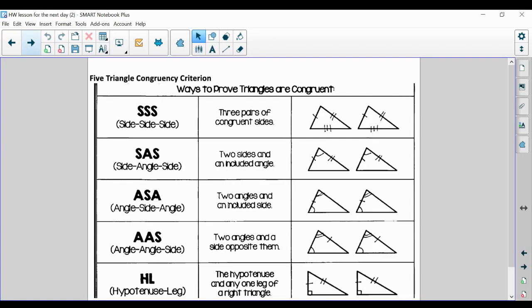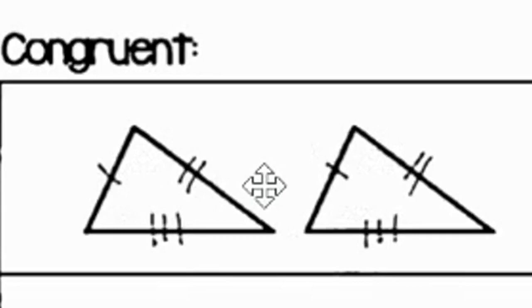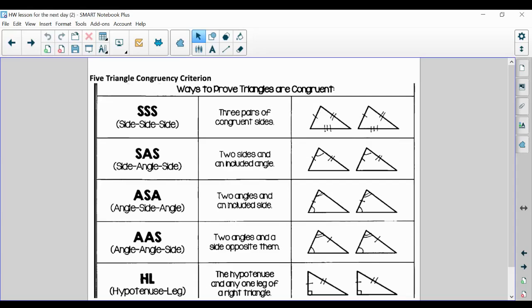That is what congruent means. So we have the 5 triangle congruency criteria. The first one is side, side, side. 3 sides are congruent. You can see the right triangle here. Those 2 triangles, these 2 sides are congruent, these 2 sides are congruent, and those 2 sides are congruent. So side, side, side.